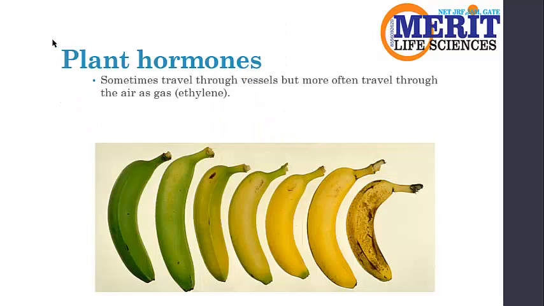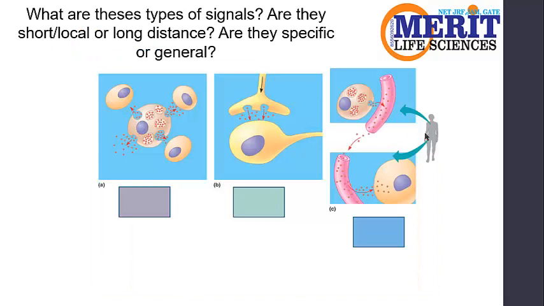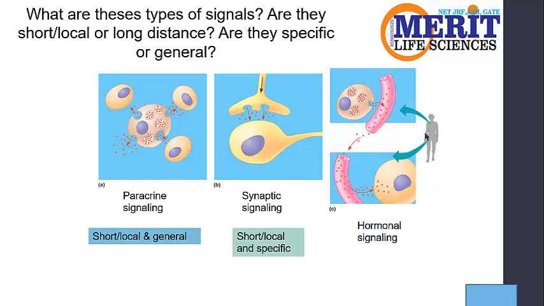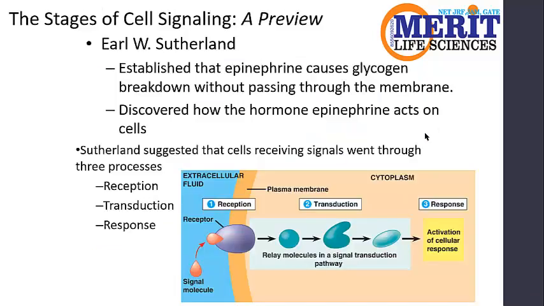You can see the plant hormone ethylene is a very discussed case, most often asked in the examination. You can see the result: earlier without ethylene or with less amount of ethylene, there is no ripening of the bananas, while with excessive ethylene there is a high ripening of the bananas. So what are these types of signals? These are paracrine, short range, local, general; synaptic signaling, short, local and very specific; and hormonal, very long distance and general. So what are the stages of cell signaling according to Sutherland.